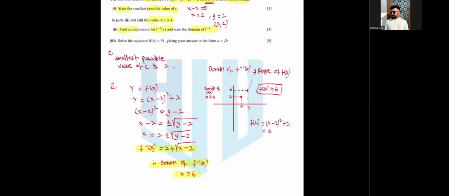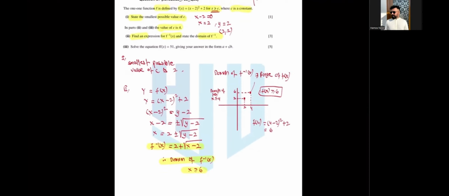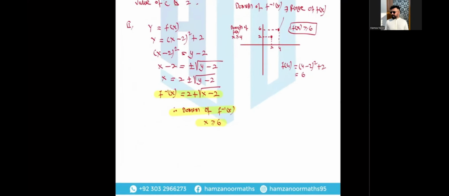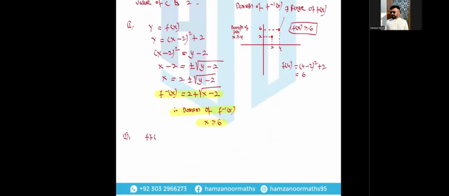So now let's move on to part 3. Part 3 says: solve the equation f(f(x)) = 51, giving our answer in the form a plus root b. We need to give our answer in an exact form. So here we are going to solve this part 3. We need to solve this equation f(f(x)) = 51.